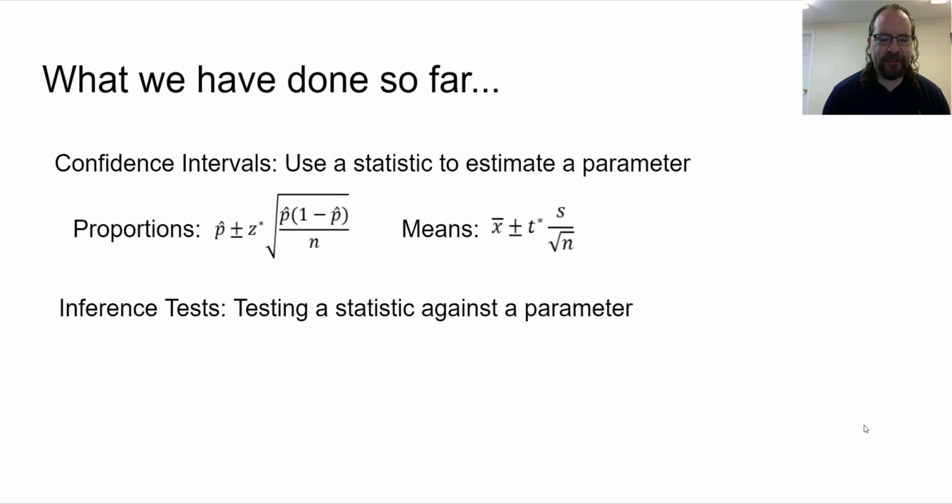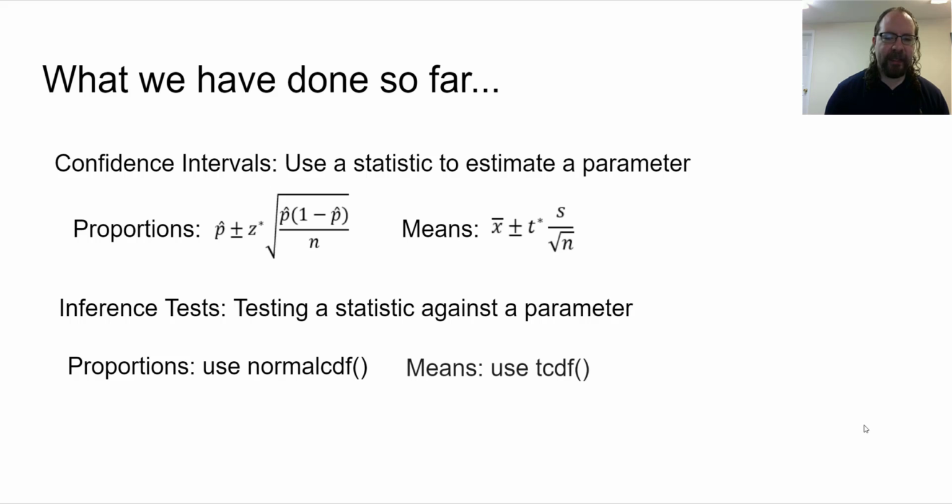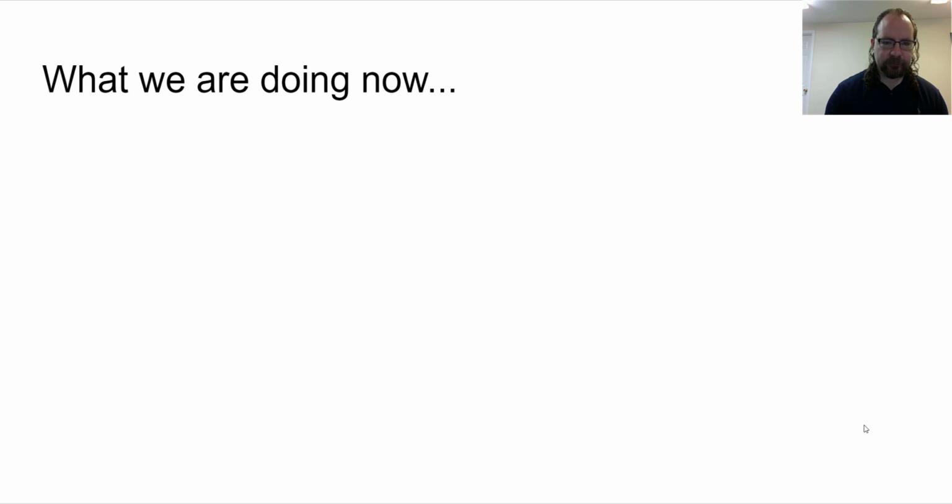Then we had inference tests, which test a statistic against a given parameter. So we hear that somebody thinks that the true proportion of something or the true mean of something is a given value. We want to see if we have evidence that that's true. Proportions use normal CDF because, again, proportions use the normal curve, and means use TCDF, which we discussed last week because they use the t-distribution.